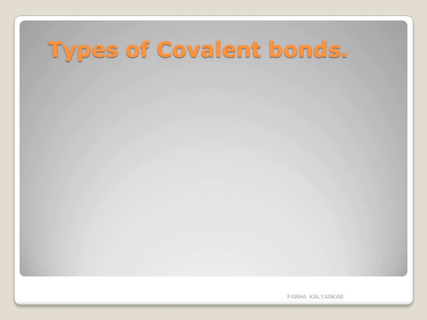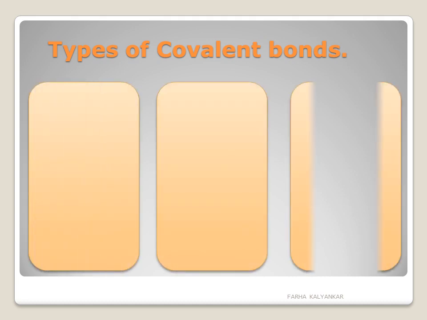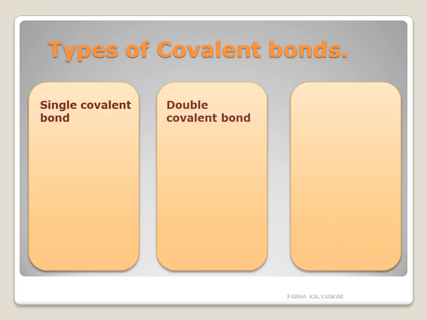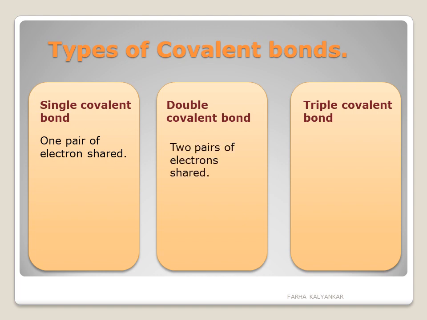Types of covalent bond. There are 3 types of covalent bond: single covalent bond, double covalent bond, and triple covalent bond. In single covalent bond, we have only one pair of electrons being shared between two atoms. In double covalent bond, we have 2 pairs of electrons being shared. In triple covalent bond, we have 3 pairs of electrons being shared.